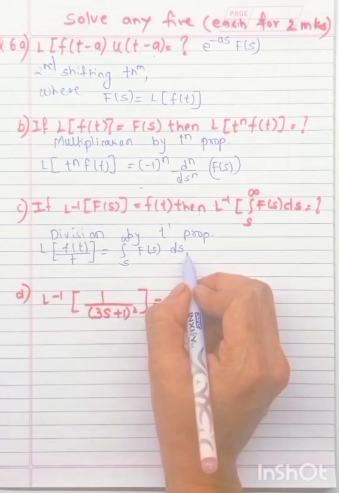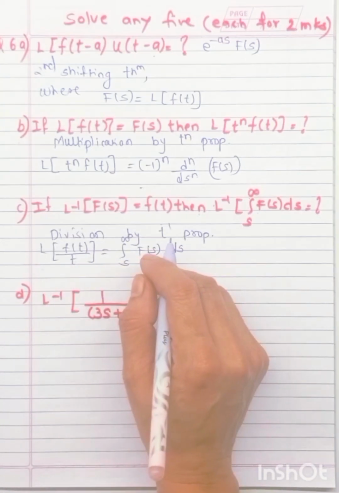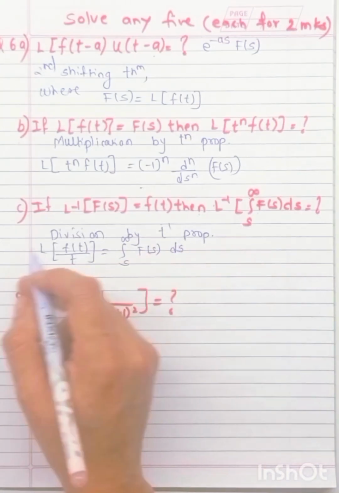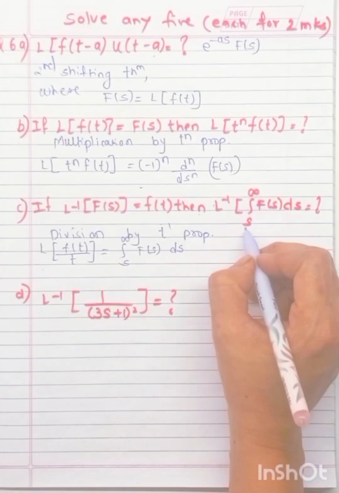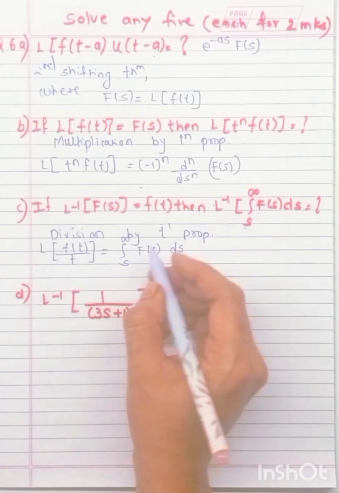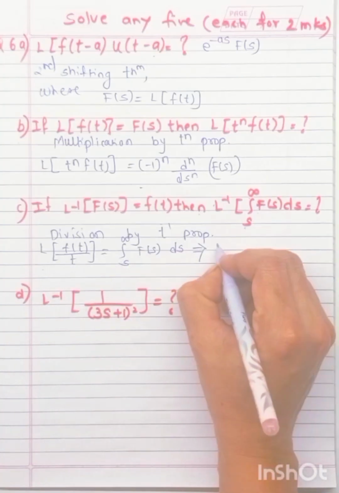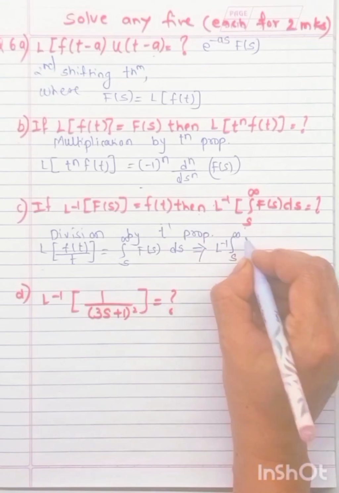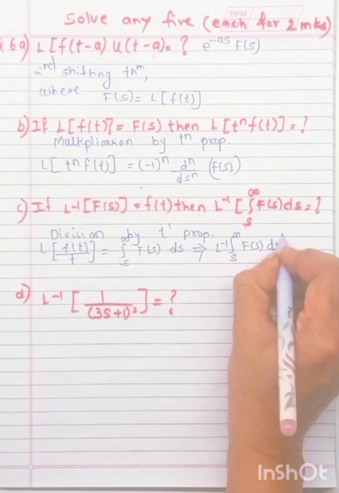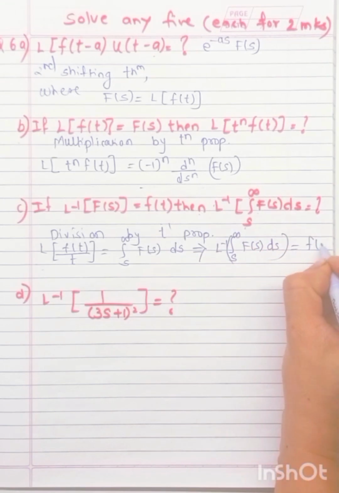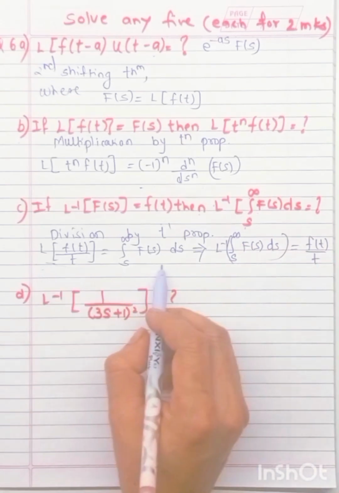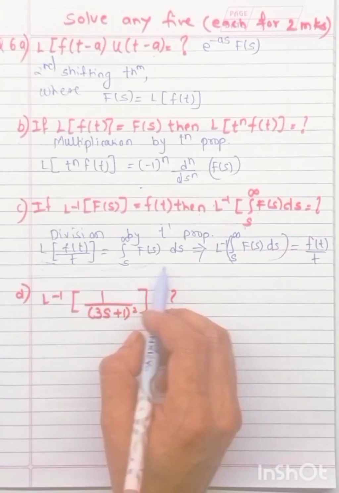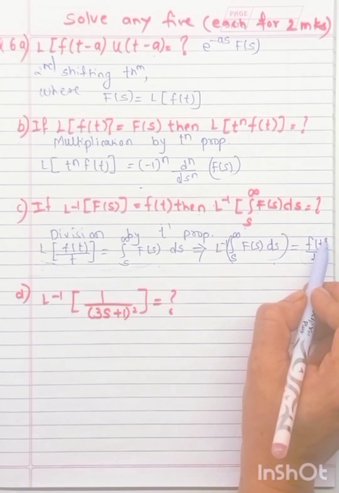So if I am applying the inverse Laplace on both sides, what will get? L inverse of integration, here I am applying inverse Laplace, so it implies L inverse of integration s to infinity f of s ds is f of t by t. I'm just applying inverse Laplace transform over this expression to get this value. So final answer is f of t upon t.